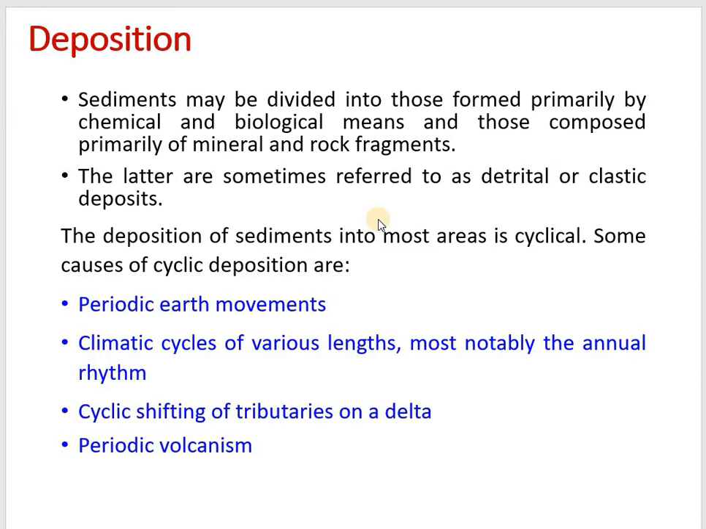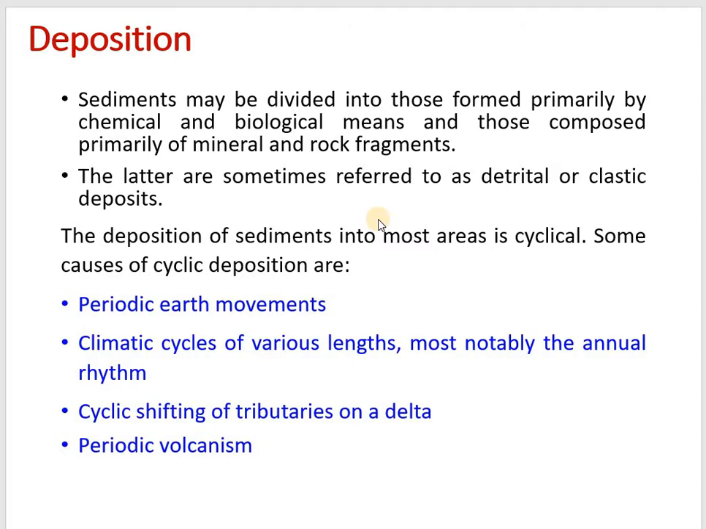Here we can see that the deposited sediments can be divided as chemical or biological deposits, and another section, which is formed by mineralogical changes or from rock fragments. The second case, those formed by mineralogical changes or from rock fragments, are referred to as detrital or clastic deposits.